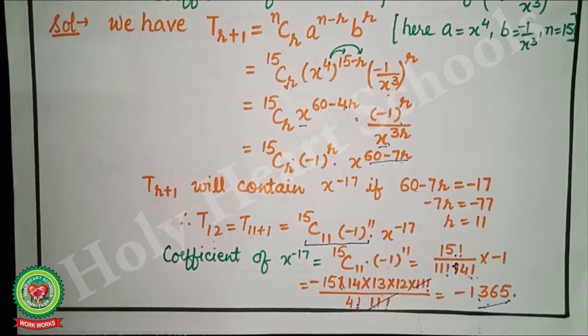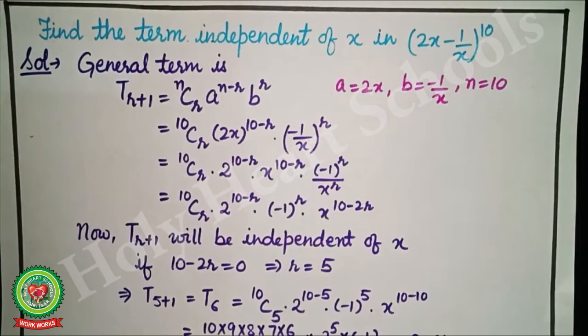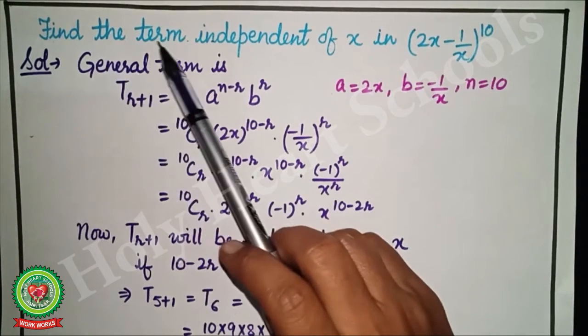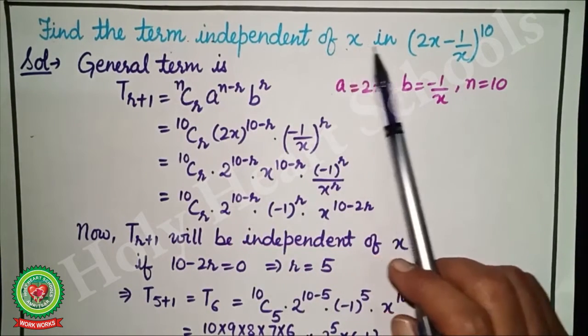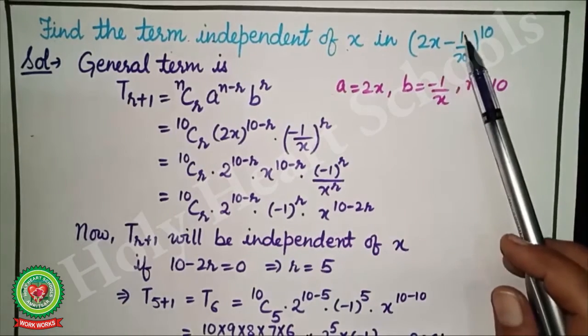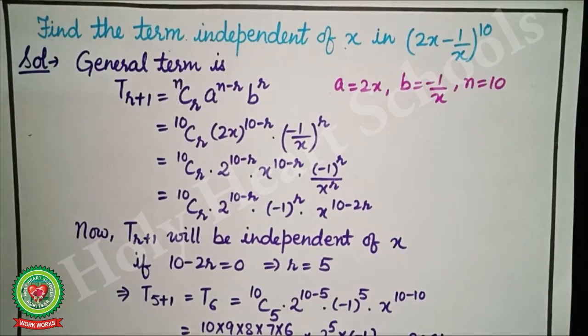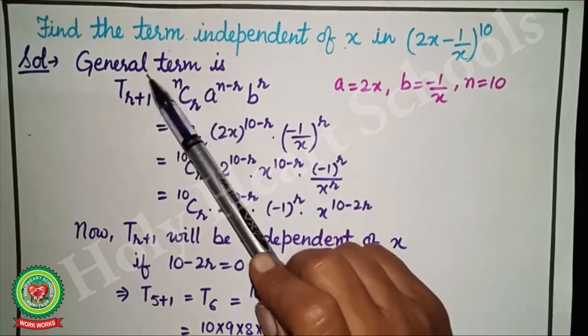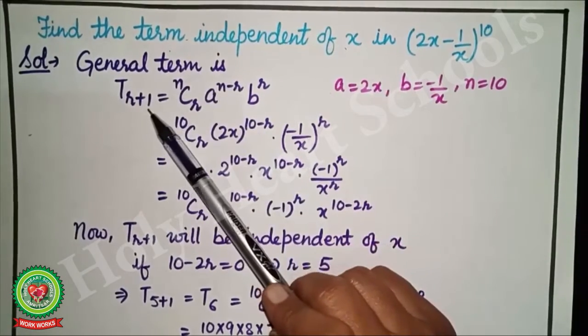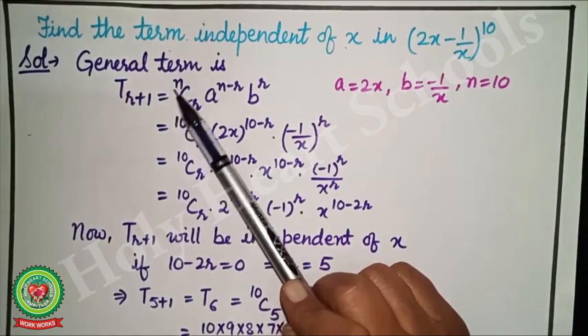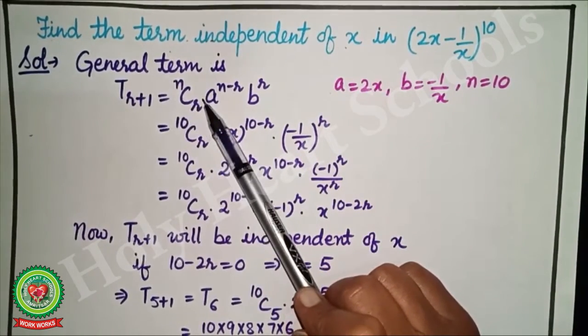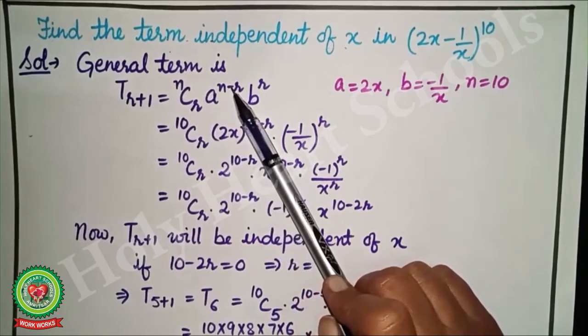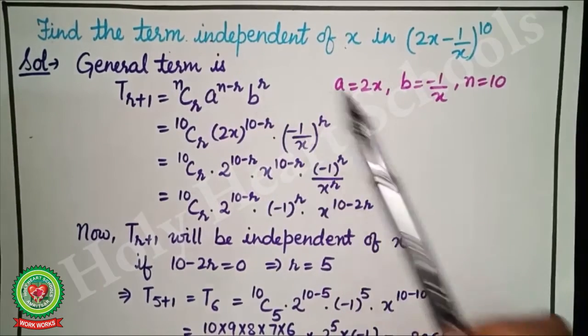Now for finding the term independent of x, that is our next objective, we will follow the same steps. For example, find the term independent of x in (2x - 1/x)^10. Again, we will start with the general term. It is T(r+1) = nCr into a^(n-r) into b^r.